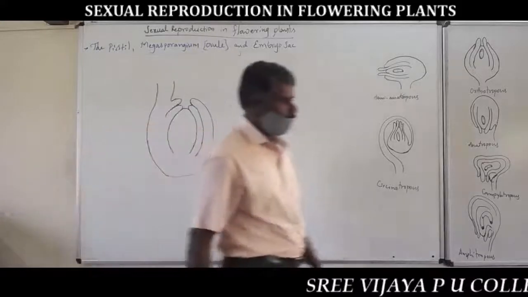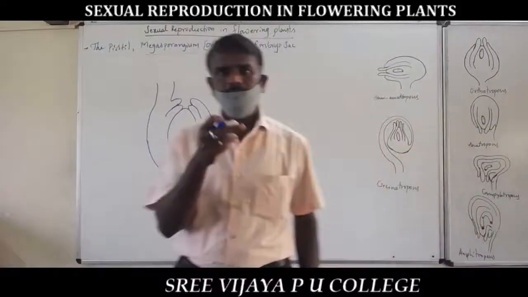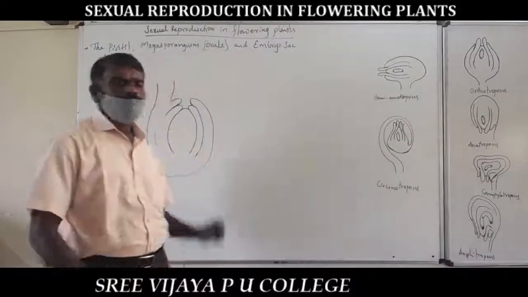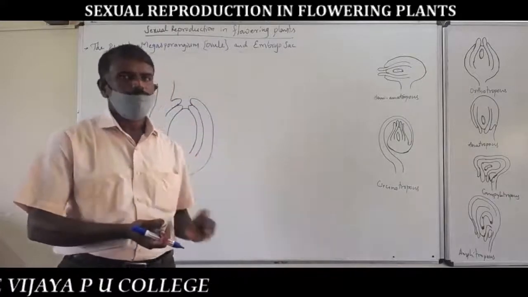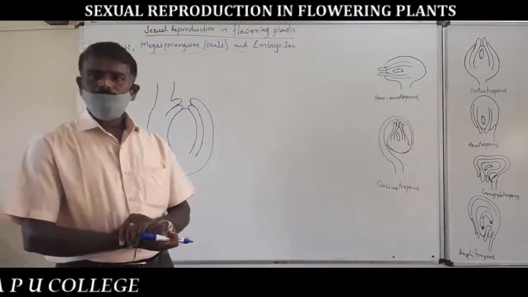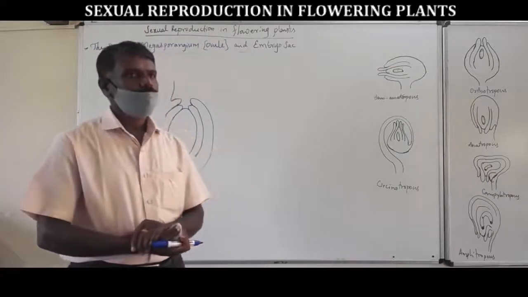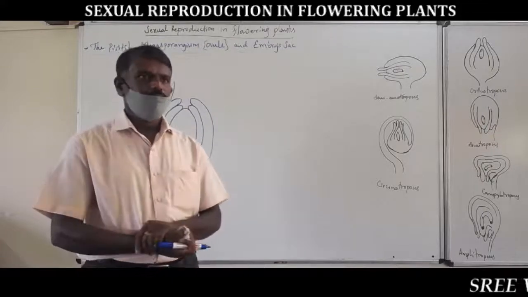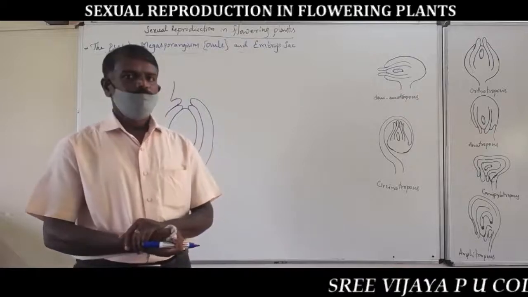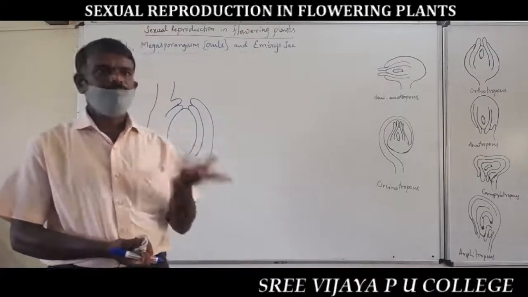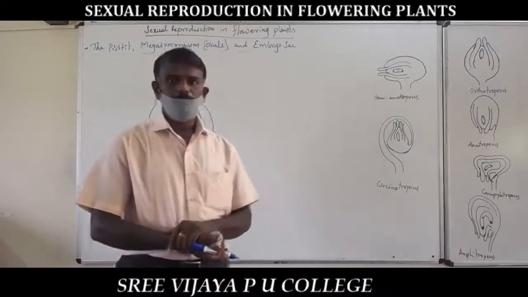The style is a long, slender, tubular structure where the pollen tube passes towards the ovary. The ovary, a bulging portion of a pistil, is the location of the ovule or ovules. The ovules are arranged in different manners. That is what we have discussed, the types of placentation.